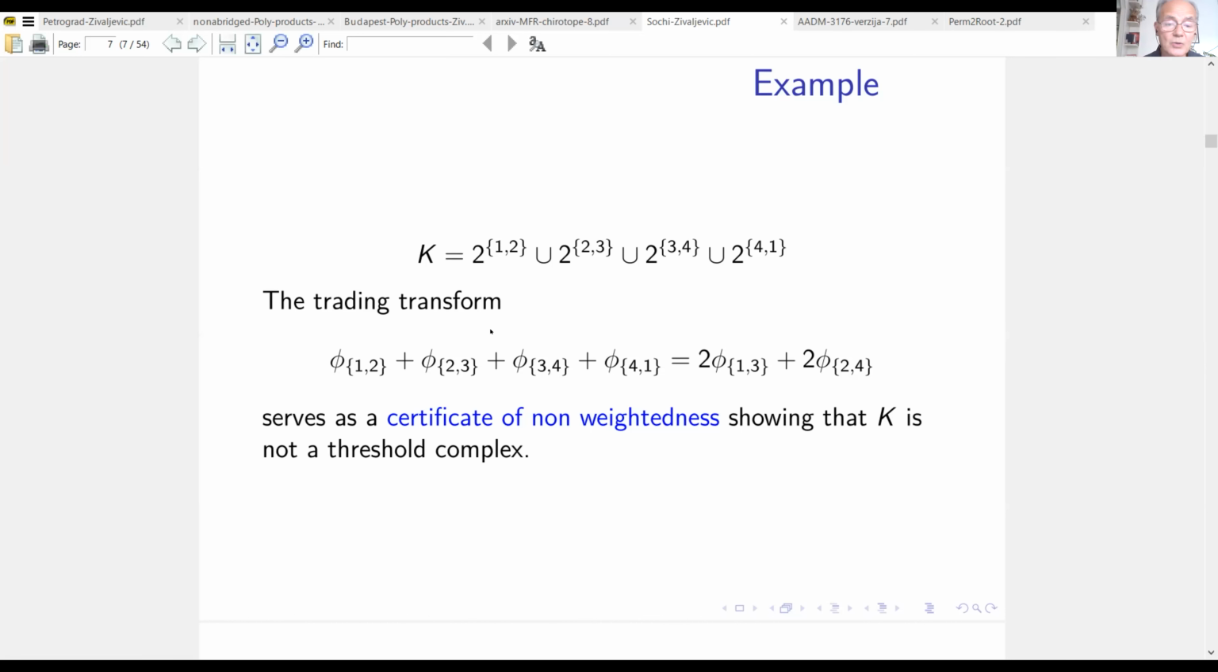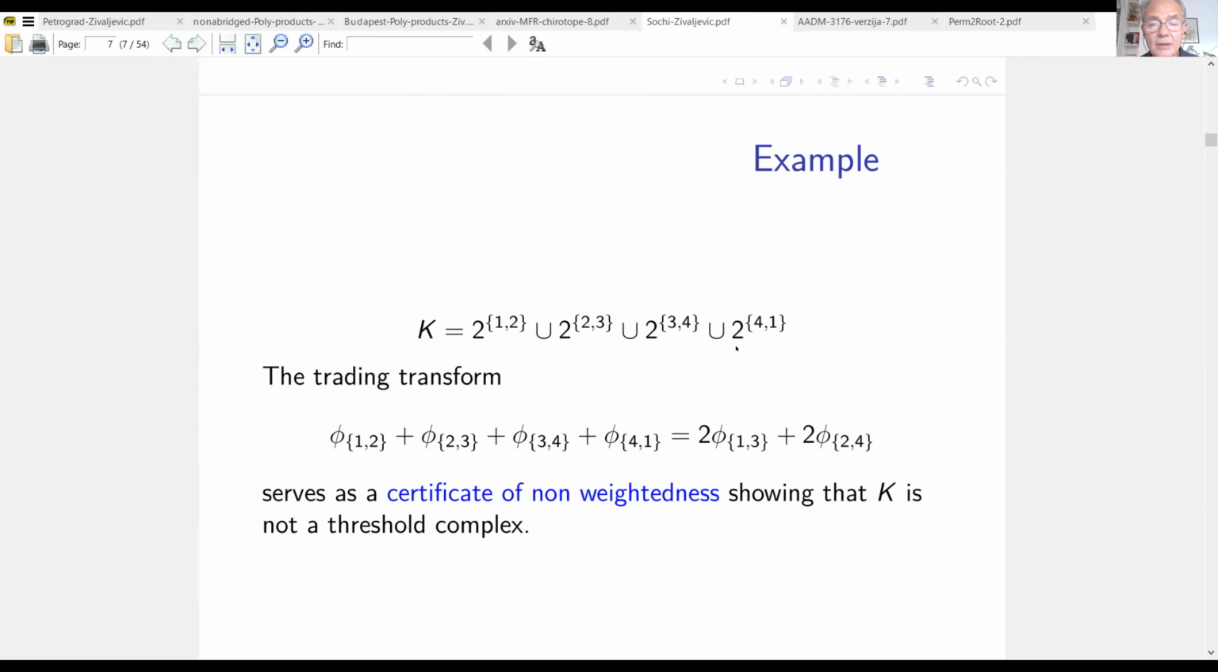And it is clear because on the left-hand side, if you integrate in some sense with respect to the weight distribution, you will obtain something less than 4 times the quota. And on the right-hand side, you get something greater or equal than 4 times the quota. And of course, it's not possible. So every time you have a trading transform like this one, then you can guarantee that it is not a weighted majority game.